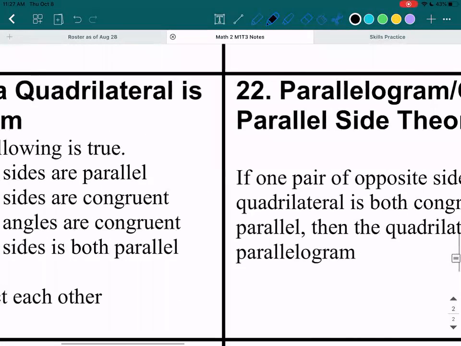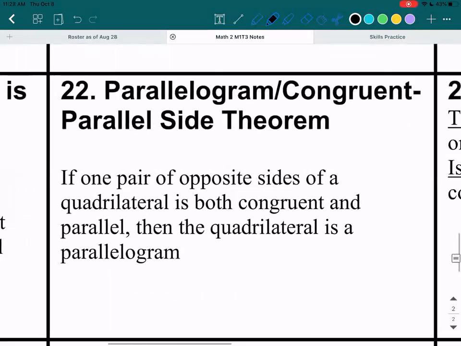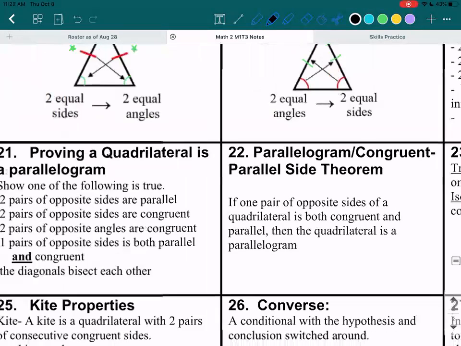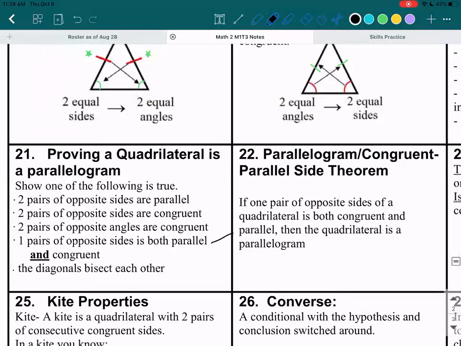Let's go to box 22. Parallelogram congruent parallel side theorem. If one pair of opposite sides of a quadrilateral is both congruent and parallel, then the quadrilateral is a parallelogram. So that's literally just this one. It's just that one bullet point got pulled into its own box because we're going to use that one a lot.